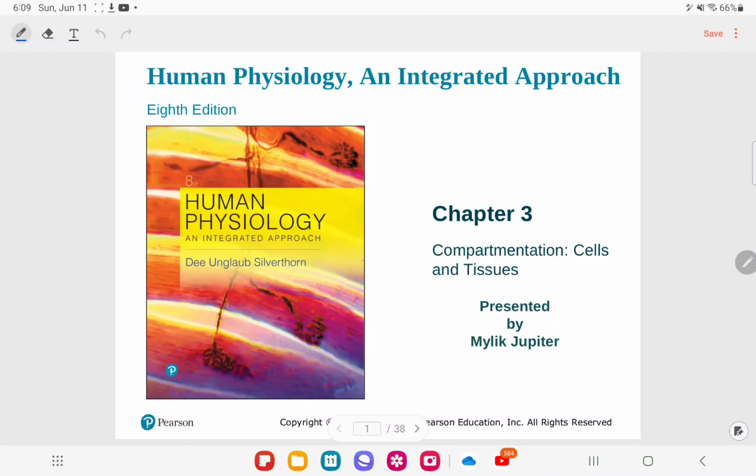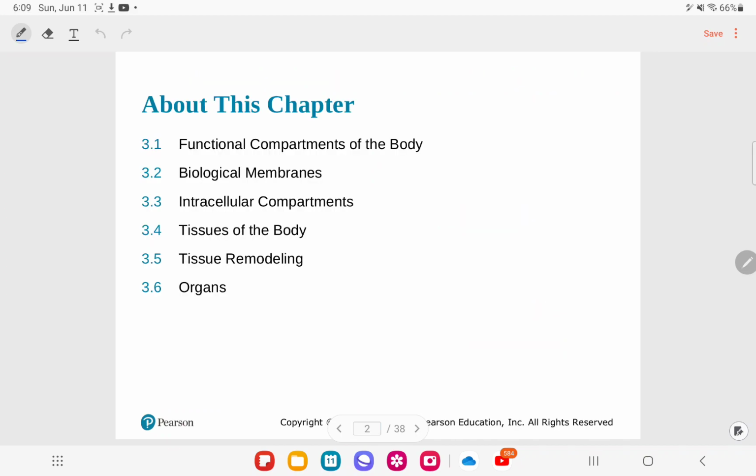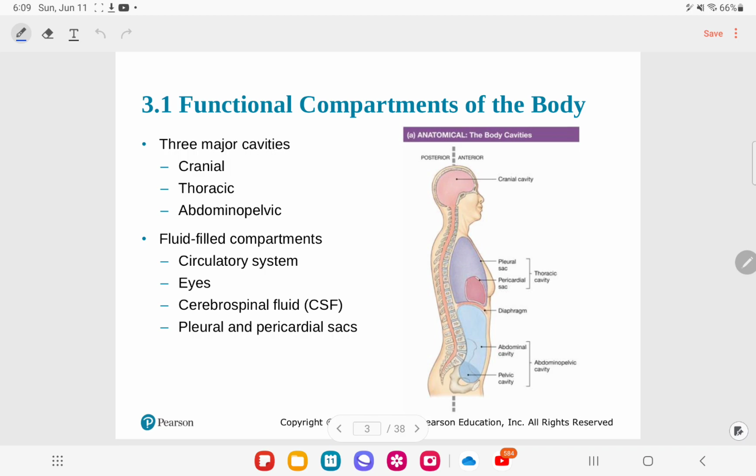Alrighty, so let's have a brief discussion on compartmentation, like cells and tissues. So this is going to be chapter 3 of physiology. So let's talk about that. We're going to talk about functional compartments of the body: biological membranes, intracellular compartments, tissues, remodeling, and some organs. Just general.